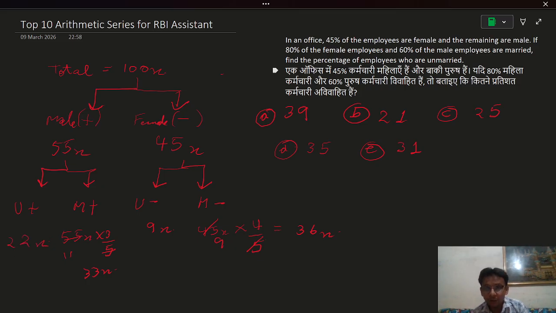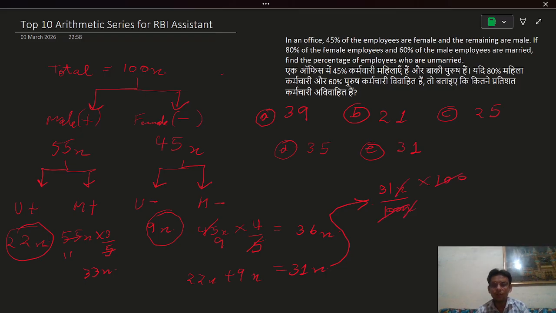So, find the percentage of employees who are unmarried. 9x are unmarried females, whereas 22x are unmarried males. So 22x plus 9x becomes 31x. So the percentage of unmarried is 31x by 100x, the total number, into 100. As you all know the concept of percentage, it becomes 31 percent. So the answer is 31. Now let's move to the next question.